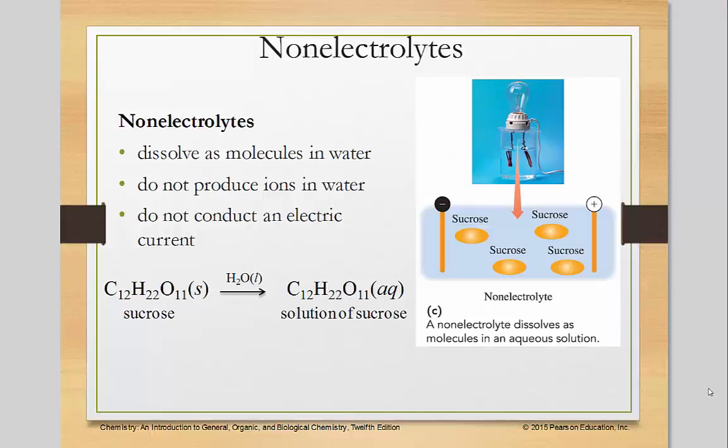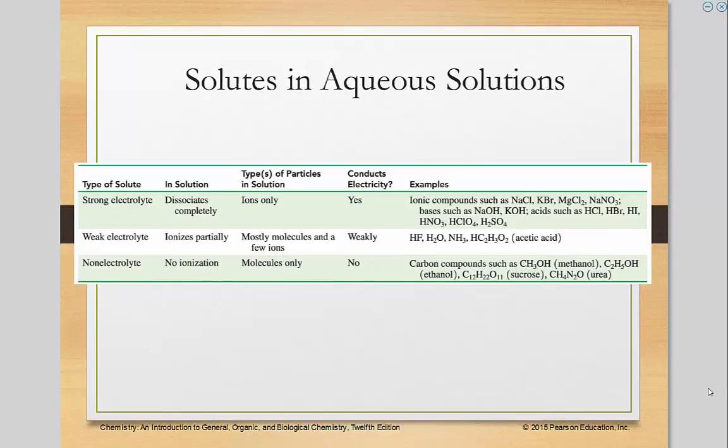Non-electrolytes are those that don't dissociate in water at all. And so they are still considered the soluble version of that compound. So there is no plus or minus here. It's all just still the compound sucrose, which is sugar. So as a breakdown, we have strong electrolytes, weak electrolytes, and non-electrolytes.